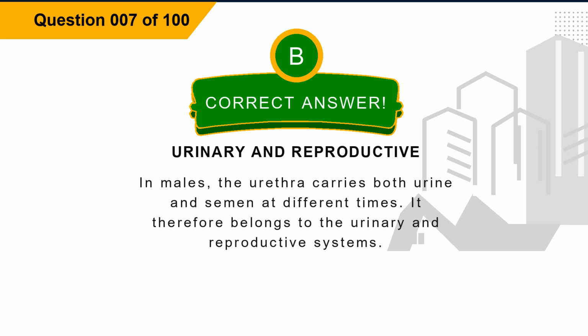Explanation. In males, the urethra carries both urine and semen at different times. It therefore belongs to the urinary and reproductive systems.